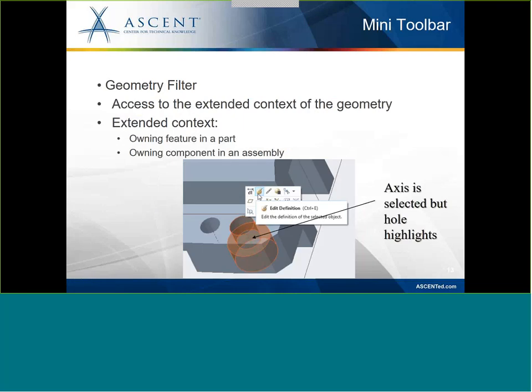With the new selection paradigm here, PTC has come up with this idea of extended context. What that means is if I select, say, an axis, the system will also provide me access to the feature that owns that geometry. As I mentioned earlier, if I select the axis, I can, in that mini toolbar, apply functions that would apply to that axis. Maybe I want to use it as a reference for a datum plane, or I can immediately have access to the parent feature to do things like edit dimensions, edit definition, and so on.